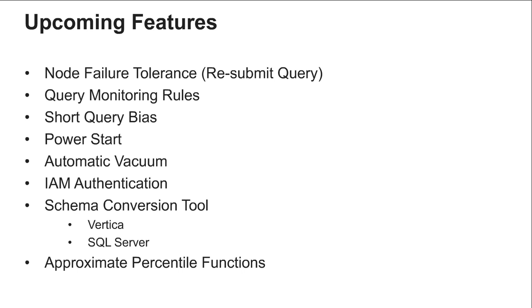The next is IAM authentication. Right now, all of the authentication in Redshift is managed in Redshift, all the usernames, all the passwords, all that is in there. We're going to link that in with IAM, so you can authenticate using IAM as well. The next is, I'll just mention the last one at the bottom there, and then I'll jump up. Approximate percentile functions: we're going to be releasing some new approximate functions in the near future. And then, back to the Schema Conversion Tool, we're going to be adding support for both Vertica and SQL Server so that you can convert schemas from both of those systems.